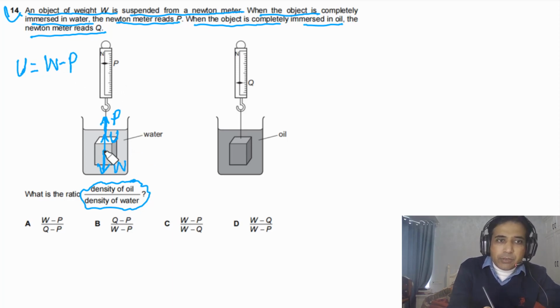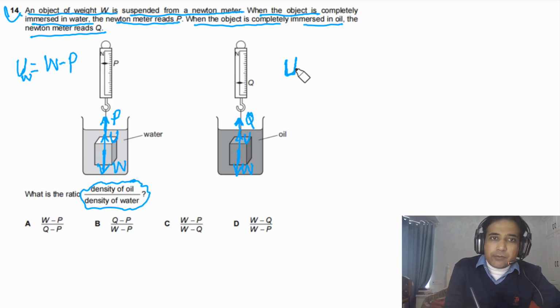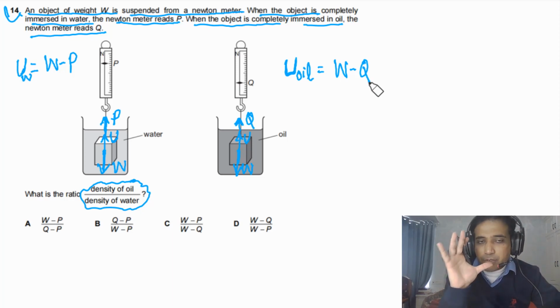So the upthrust on the object when it is in water, we can say this is U W. Now if you look at the forces acting on the object when it is inside oil, we can write down here the weight of this object will be acting vertically down. There is upthrust on this one, that will be up, and the spring force is also acting vertically upward, that is equal to Q. For the object, we can write down upthrust when it is in the oil will be equal to W minus Q.